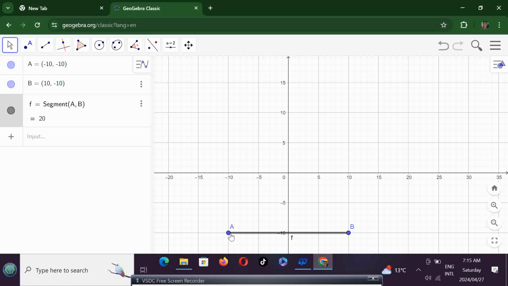Or you focus on the coordinates, right? But you pay attention to the y coordinate because this is perpendicular to the y-axis, right? If you look at A, the y coordinate is -10, so y equals -10. B, also it's -10, and so on and so forth.